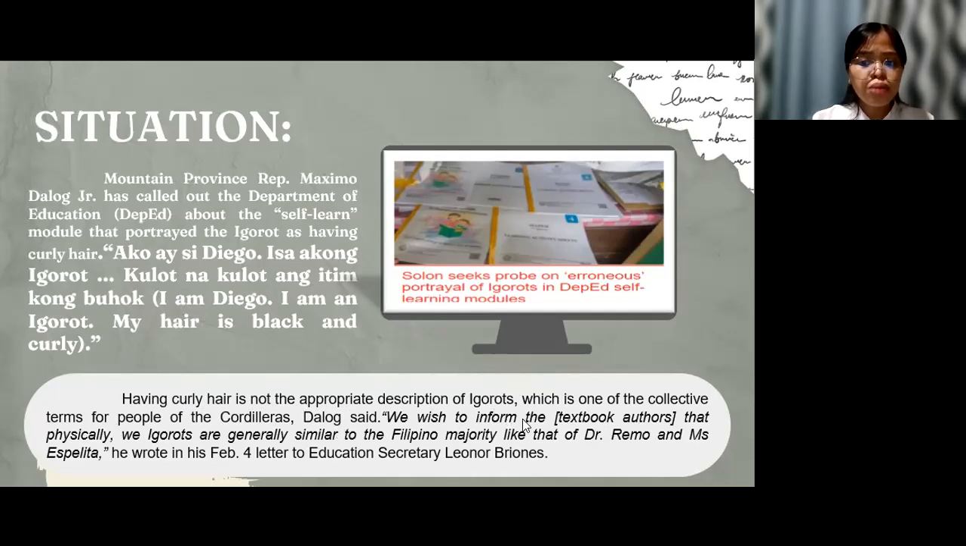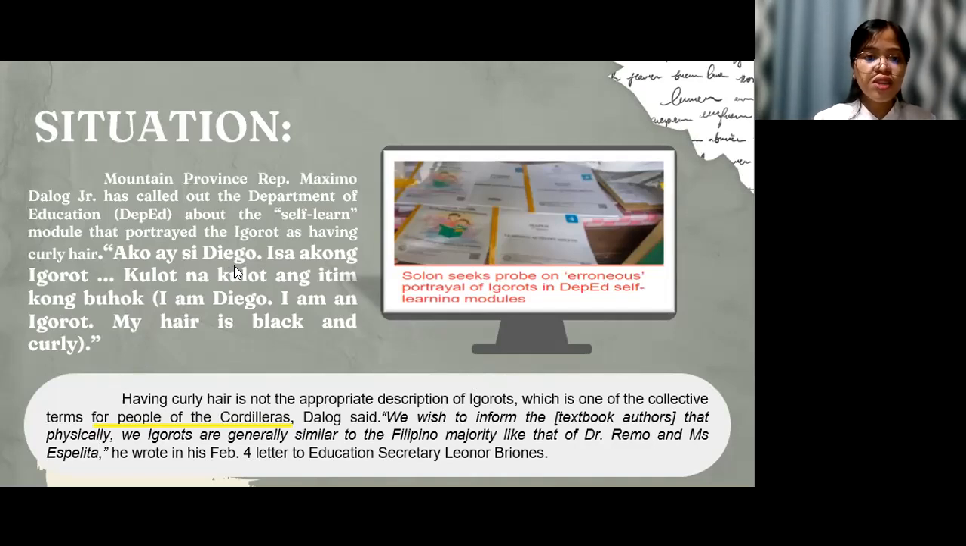Dalog said, we wish to inform you, the textbook authors, that physically we Igorots are generally similar to the Filipino majority, just like that of Dr. Remo and Mrs. Espelita. Dr. Remo and Ms. Espelita are the authors of this module. He wrote in his February 4 letter to Education Secretary Leonor Briones. So he wrote a letter to Secretary Briones telling her about this erroneous DepEd self-learning module. And he mentioned facts here.